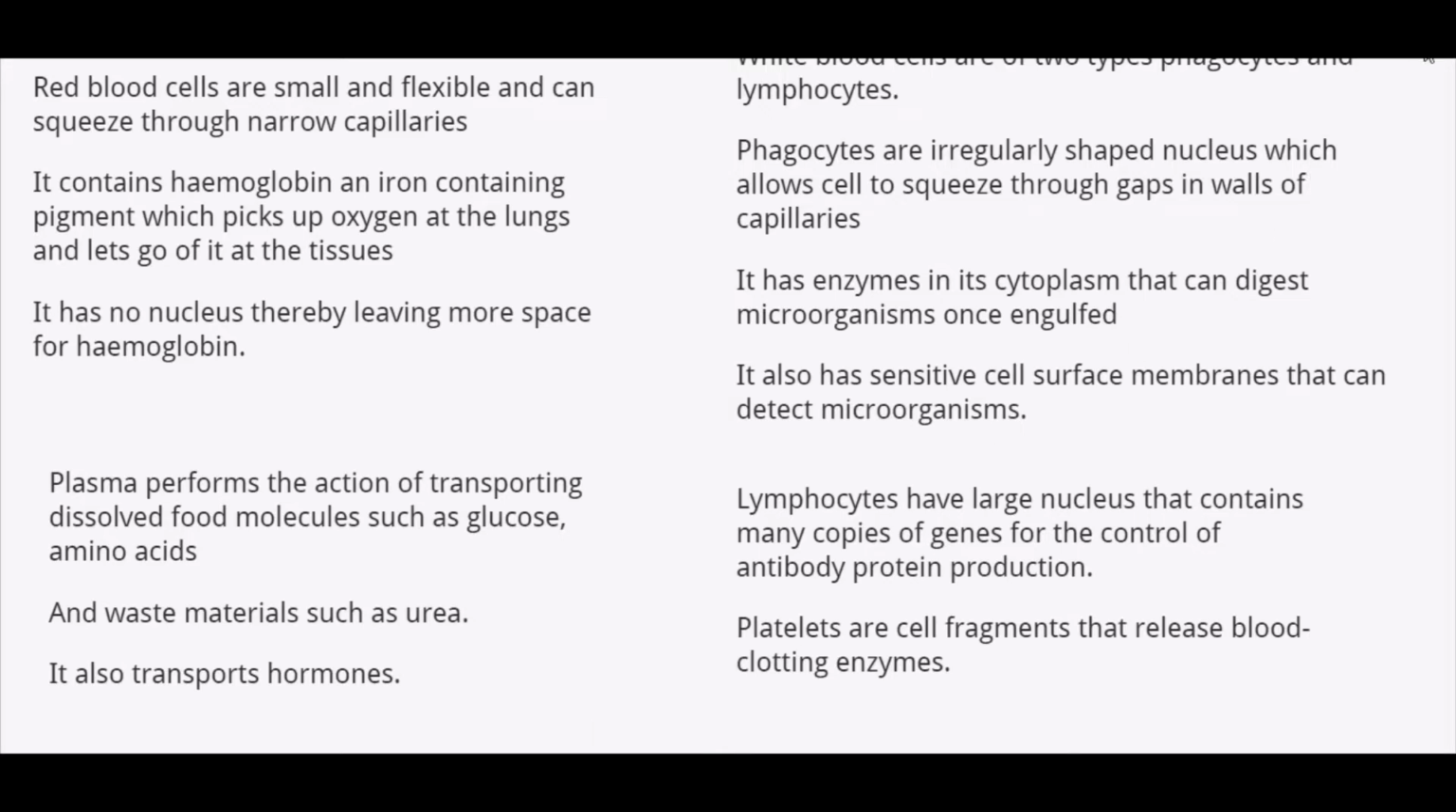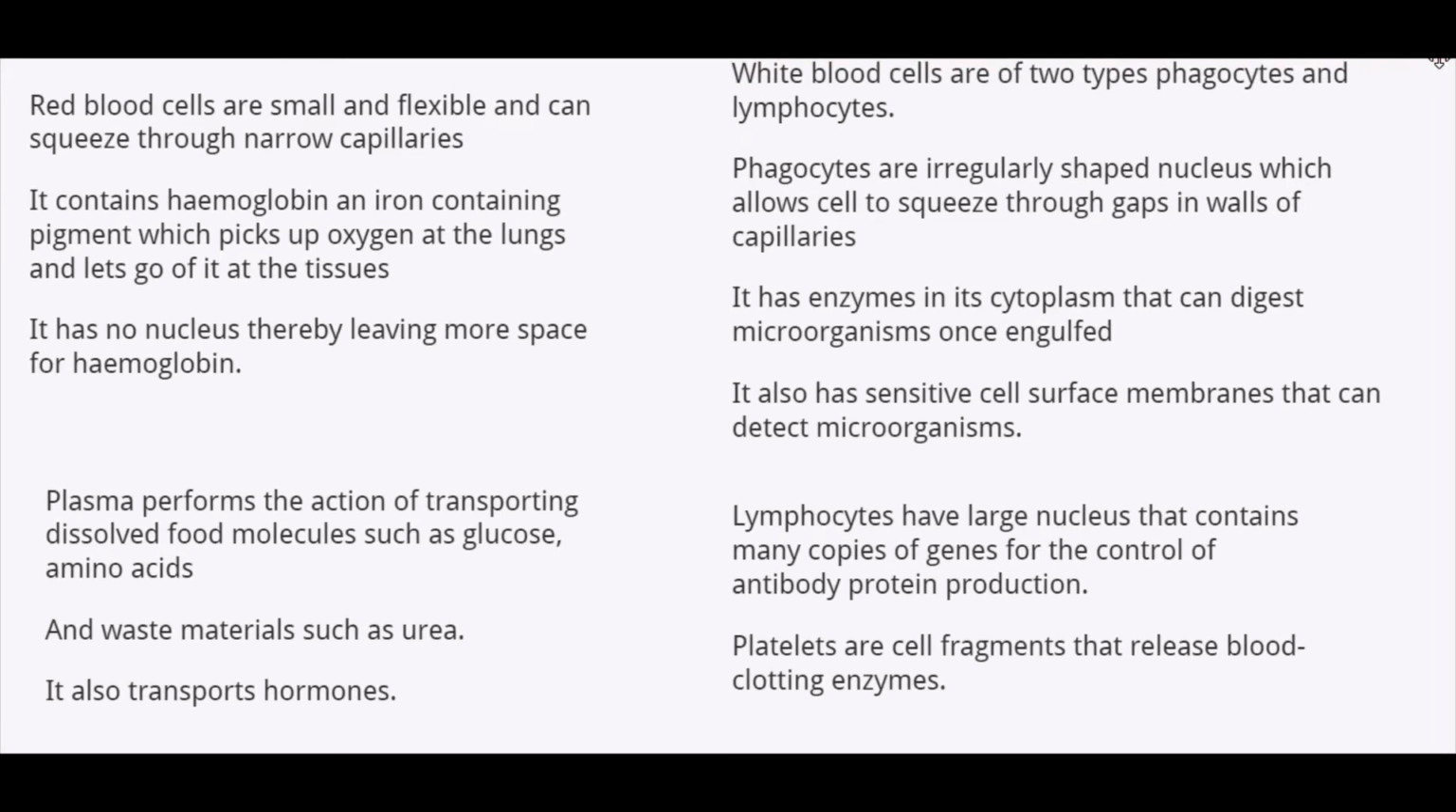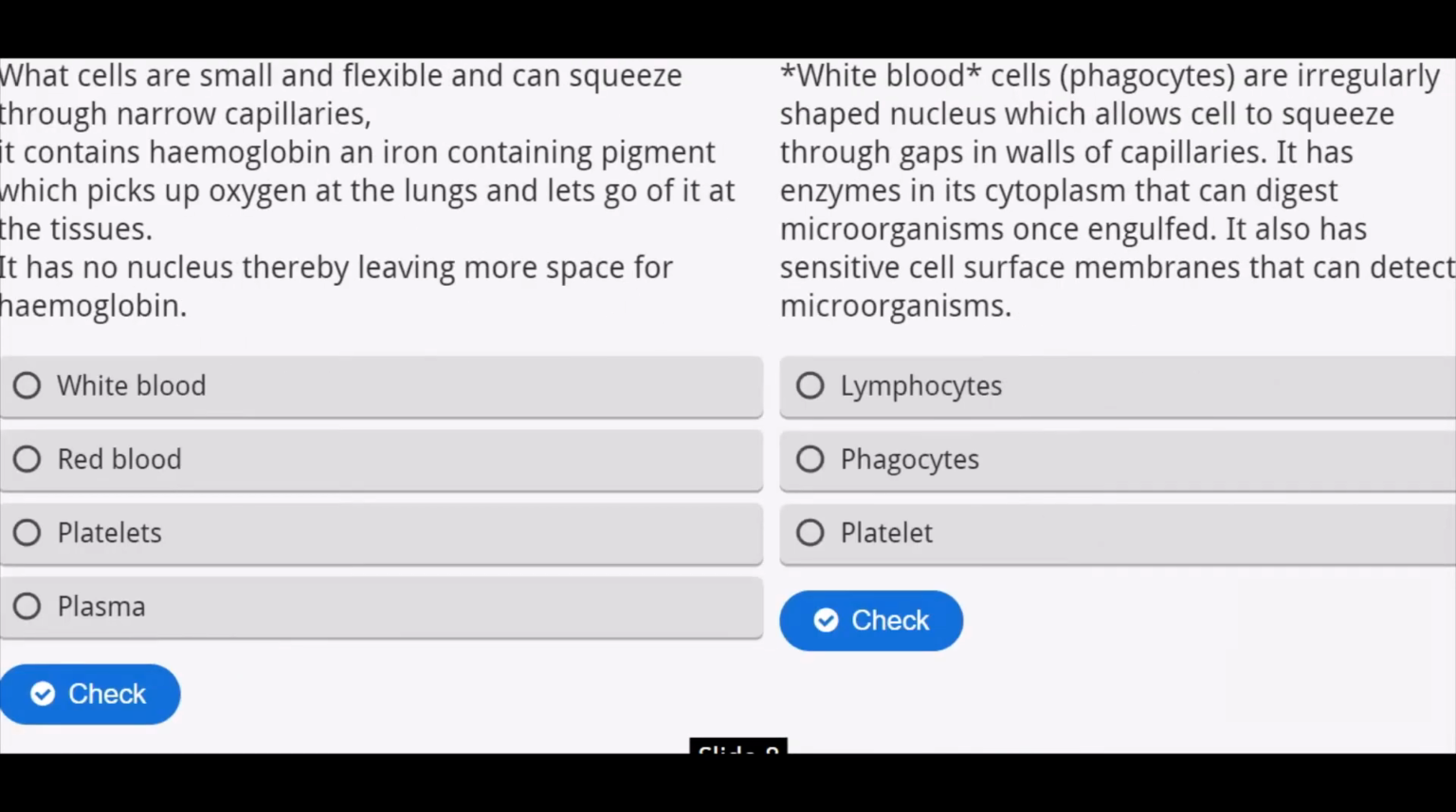The white blood cells are of two types, phagocytes and lymphocytes. The phagocytes have an irregularly shaped nucleus which allows cells to squeeze through gaps. And then the lymphocytes have a large nucleus that contains many copies of genes for the control of antibody protein production. Platelets are cell fragments that release blood clotting enzymes.